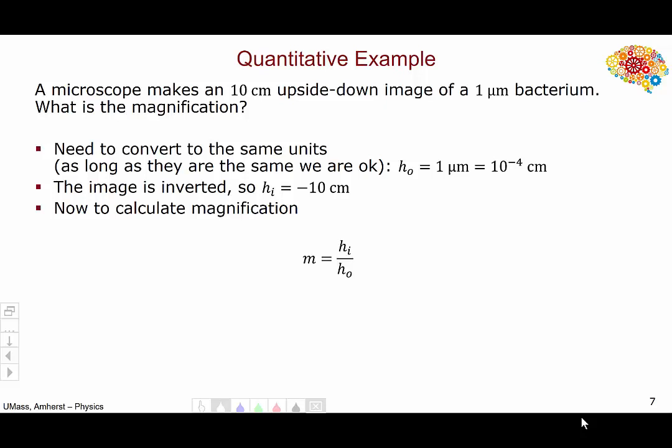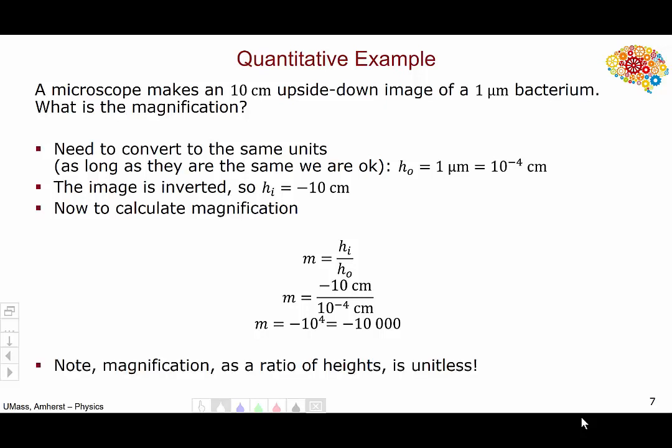The magnification is the image height over the object height, and the image height is minus 10 centimeters, and the object height is positive 10 to the minus 4 centimeters. Remember, object heights are always by convention positive. Doing the ratio, we can see that m is going to be minus 10 to the positive 4, or minus 10,000. So the magnification is negative 10,000 times. Note that magnifications, since they're a ratio of two things with the same units, in this case centimeters over centimeters, are in fact unitless.